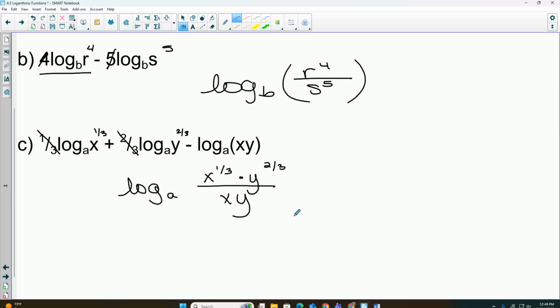This is being subtracted, so where do I put the x, y? Does everybody understand how we're getting these? Why don't you guys try it?